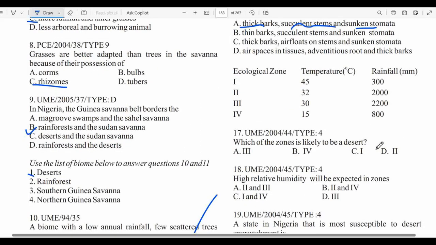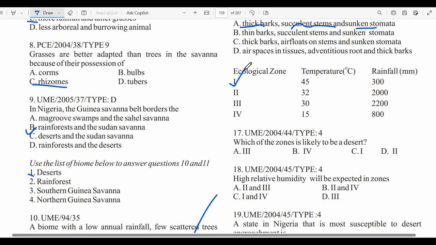Question number 17. Look at this ecological zone, the temperature, the rainfall, 1, 2, 3, 4. Look at the temperature: 45, 32, 30, and 15. And the annual rainfall in millimeters is also recorded here. So which of the zones is likely to be a desert? The zone with the least amount of rainfall would likely be a desert.